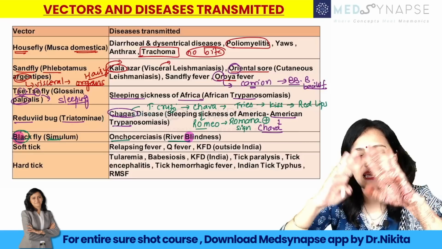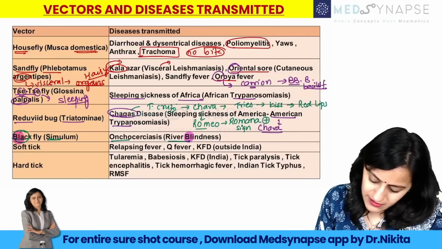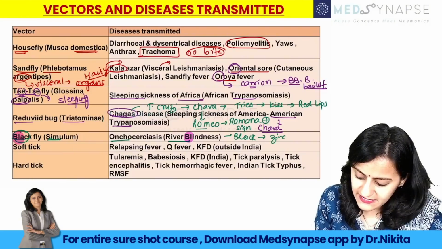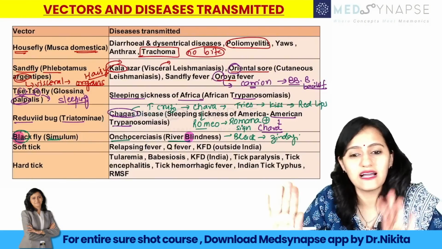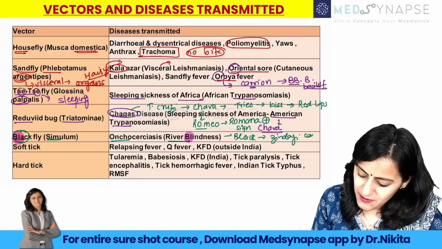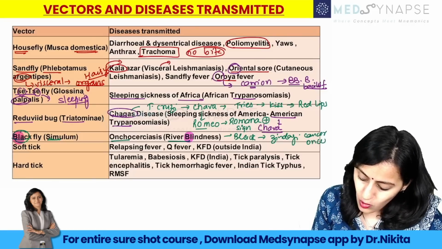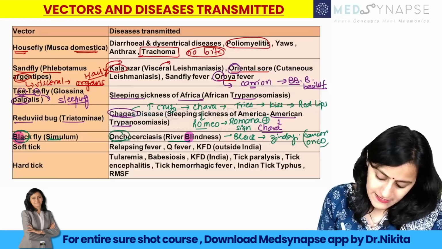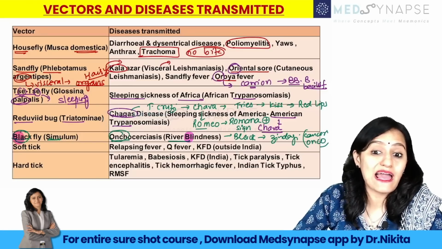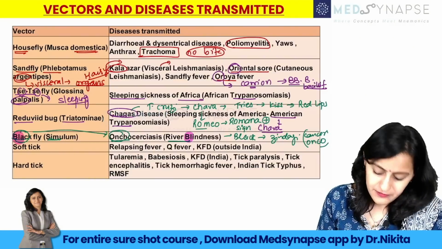When someone is blind, everything looks black. So remember, river blindness is the black fly. Black fly is like the black zindagi. Puri kali zindagi, it seems like now there's nothing in life. When does that happen? When someone gets cancer, that is onco. Onco matlab cancer. So onchocerciasis. So river blindness, onchocerciasis, black fly is what you should remember.